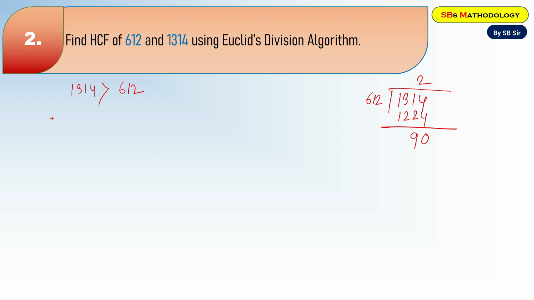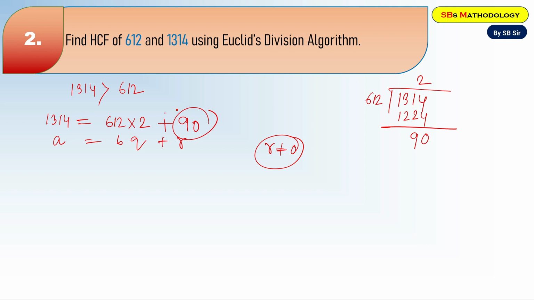So we can write 1314 is equal to 612 times 2 plus 90, that is in the form a equals bq plus r. Now this time r is not equal to 0 because 90 is not equal to 0. So according to the division algorithm, we have to apply the division algorithm again for the remainder, that is 90, and the divisor, that is 612. Now between them 612 is greater than 90.